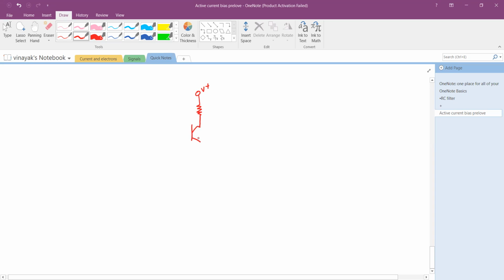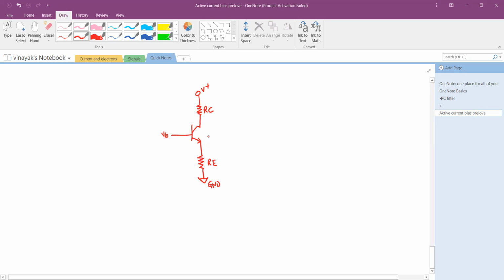one BJT, which is an NPN transistor. And then I am using two resistors, one at the collector pin called RC, one at the emitter pin called RE. And this is my ground terminal. And to the base pin of the transistor, I am applying the base voltage VB to bias the transistor.